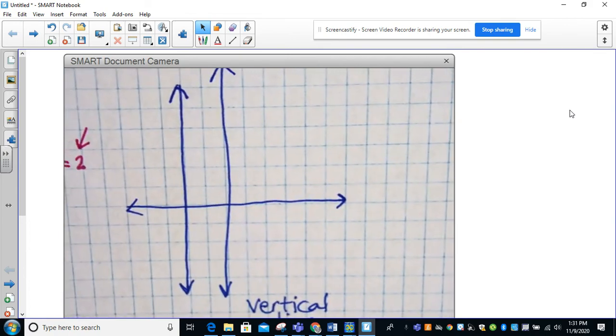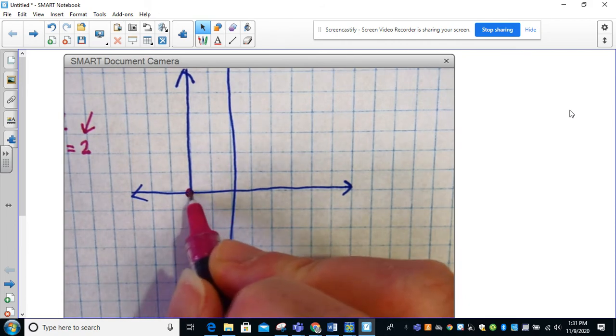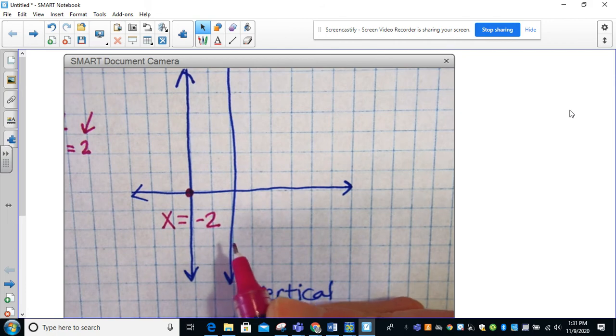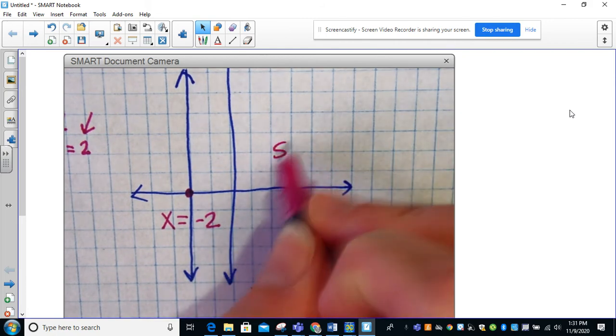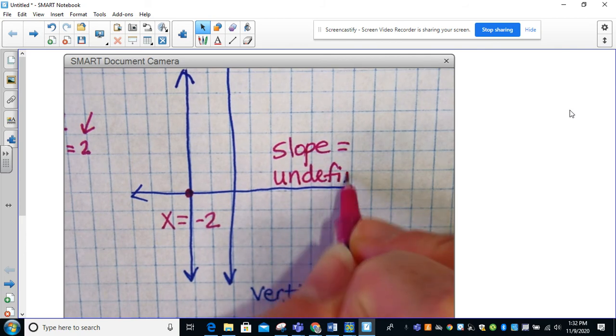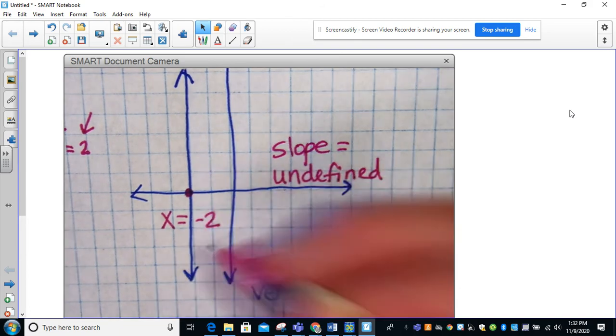And then finally, you have this vertical line. This vertical line is crossing the x-axis at negative 2, so that equation would be x equals negative 2. And the slope for all vertical lines, it's a weird one. It has a term called undefined. Anytime you have a vertical line, the slope is undefined. That's a straight up and down line.